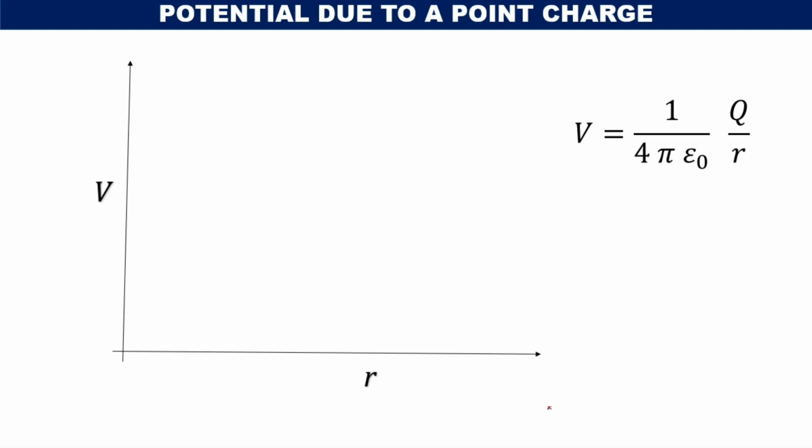Since for a given source charge V is inversely proportional to r, that means when we increase the value of r, the value of V should decrease. And the variation is given by this graph.